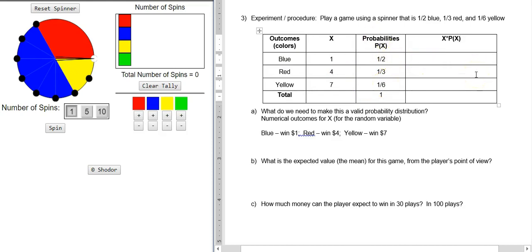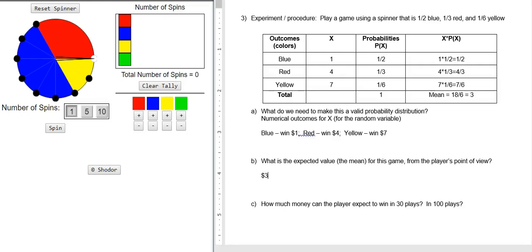So when we do this, we're just going to take 1 times 1/2 here, which gives us 1/2. Here, this is going to be 4 times 1/3, and this one's going to be 7 times 1/6. So to get our mean, or our expected value, we're going to take those 3 results and add them together. That's going to give us 18/6, which is 3. So from the player's point of view, the expected value is $3.